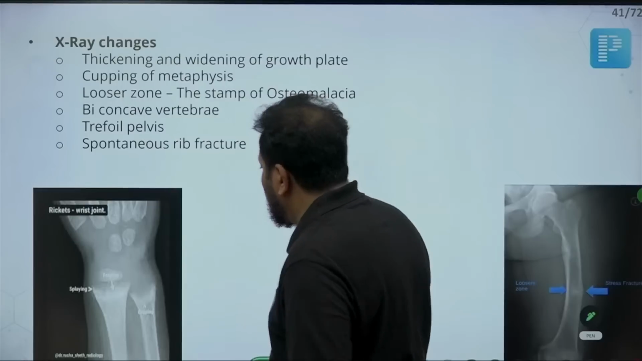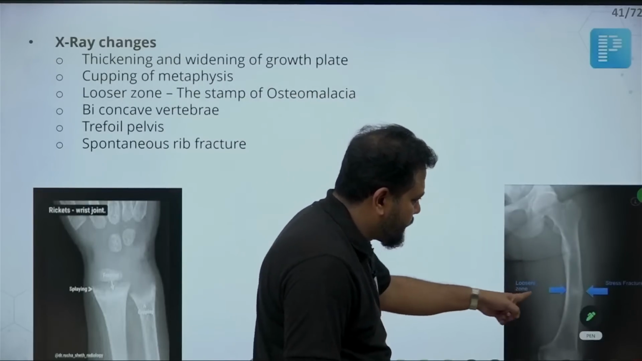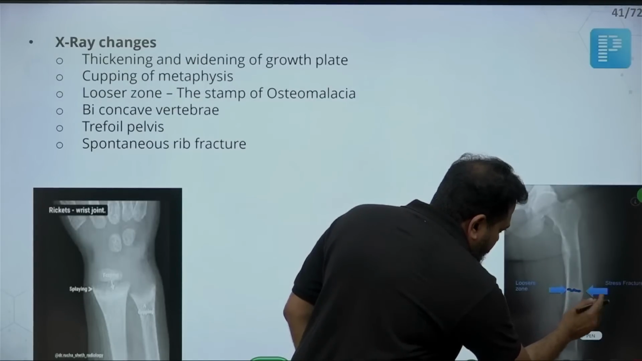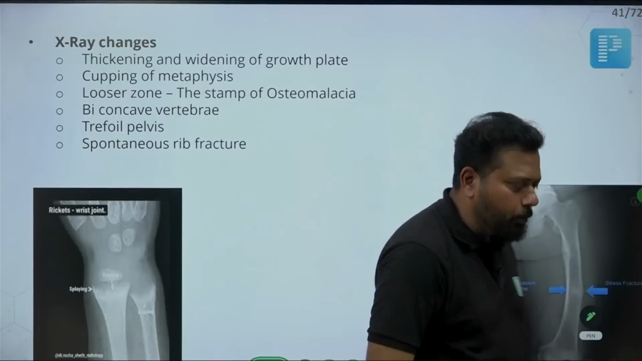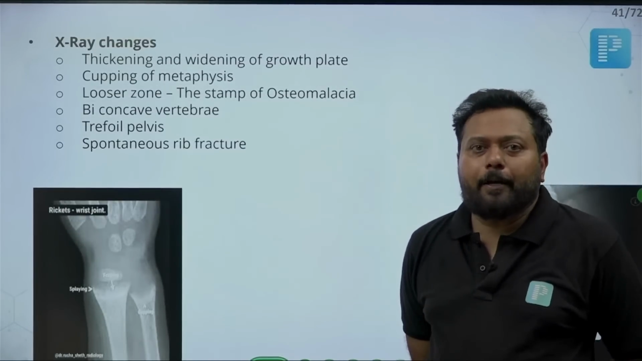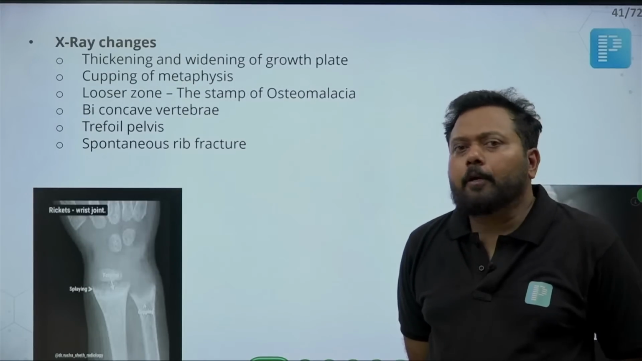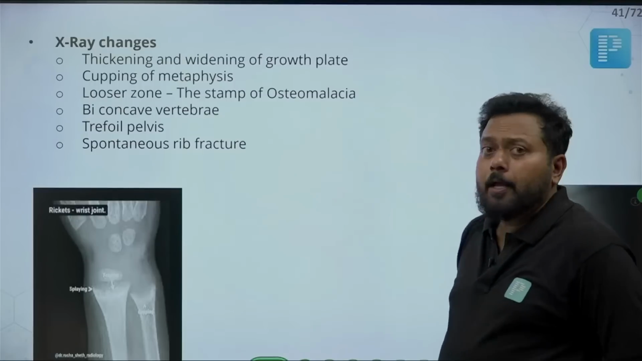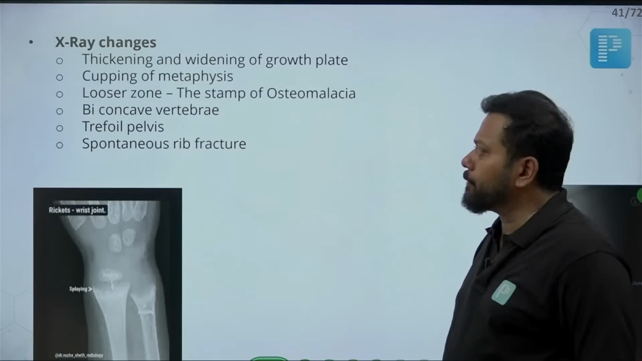Then comes a Looser zone, which is stamp of osteomalacia. Looser zone, you see here, stress fracture happening here. This is called Looser zone. This is called hallmark of osteomalacia, Looser zone, right? The Looser zone is otherwise called milkmaid fracture, milkman fracture, stress fracture, it is hallmark of osteomalacia. Stamp of osteomalacia. The word stamp of osteomalacia is given aptly. So it uses the word stamp of osteomalacia.